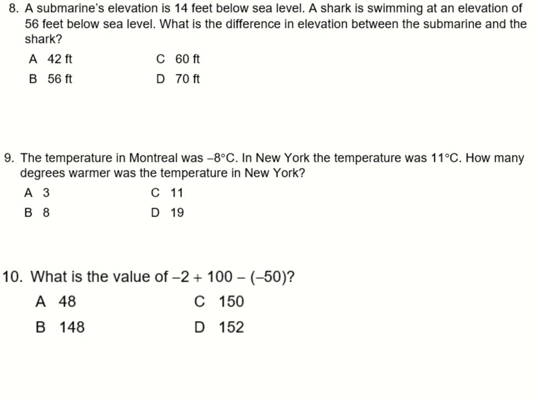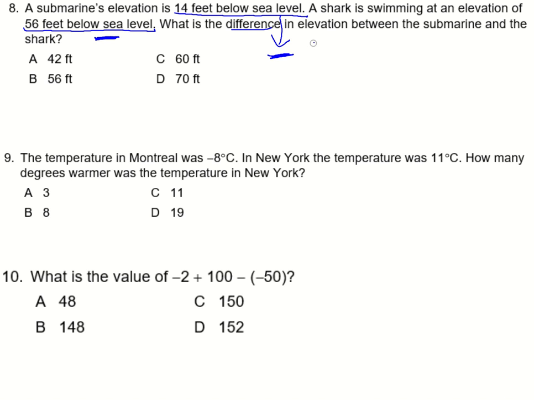All right, a submarine's elevation is 14 feet below sea level. Below sea level makes that a negative. A shark is swimming at an elevation of 56 feet below sea level. That means it's also negative. What is the difference in elevation between the submarine and the shark?